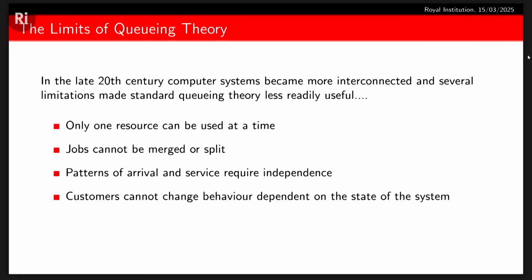Jobs cannot be merged and split. You can't have one job that then generates queries to multiple databases at once. You can't have queries come back and be joined together. Patterns of arrival and service have to assume that each arrival is independent from the previous one. And in particular, customers cannot change their behavior by what they see.